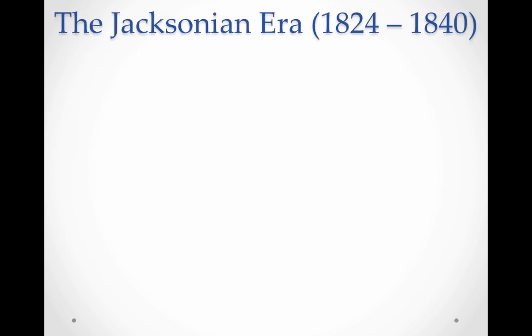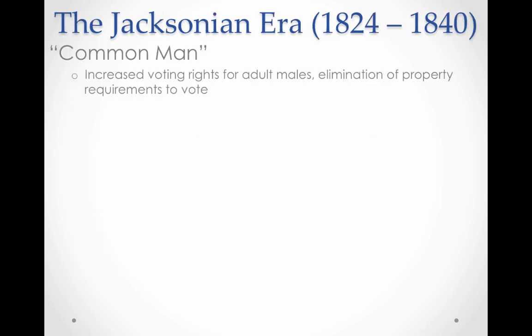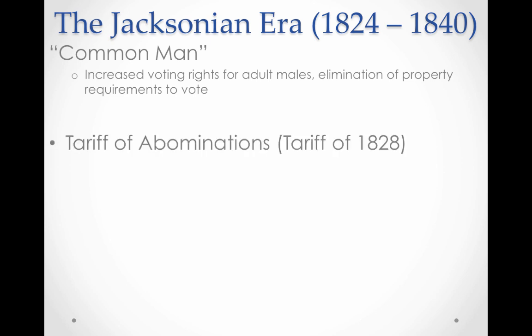National player. All right. So let's keep moving on to the Jackson era from 1824 to 1840. And it's important because Jackson was seen as what's referred to as the common man. So he increased voting rights for adult males, elimination of property requirements to vote. But was this all adult males? No, just white adult males. Right. But again, he is seen as the common man president, so trying to really appeal to the everyday American, not just the elite groups of American society.